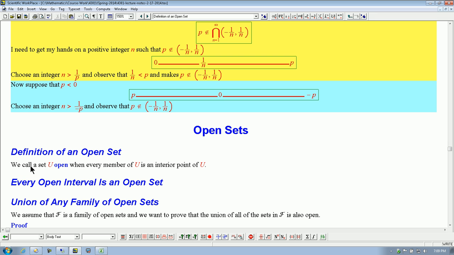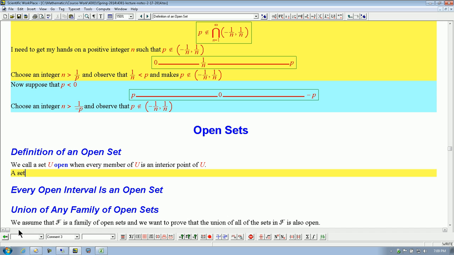Definition of an open set. A set is called open when every member of the set is an interior point of the set. I'm going to put it in a different way. A set U is open if and only if U is a neighborhood of every one of its members. That's another way to say it.